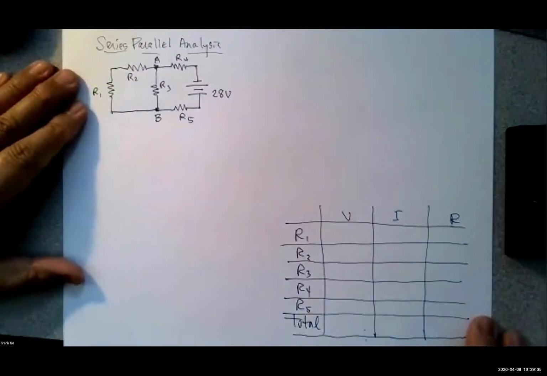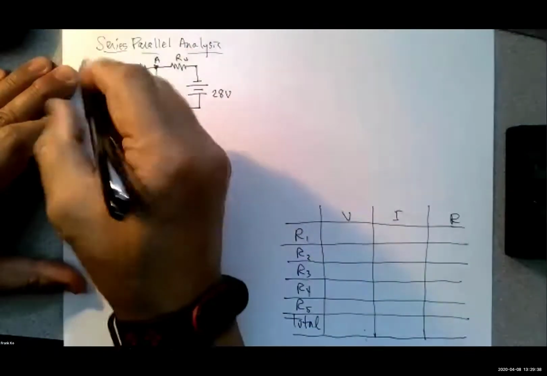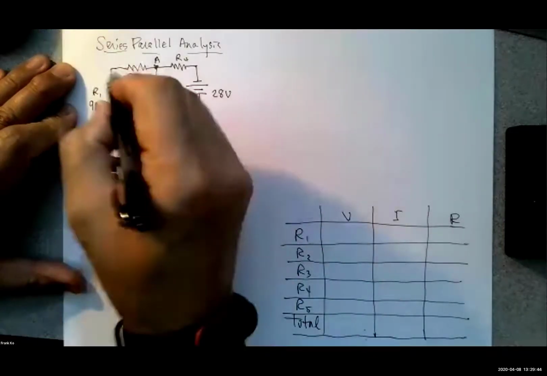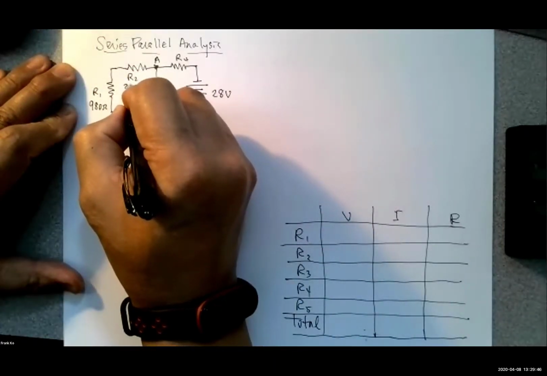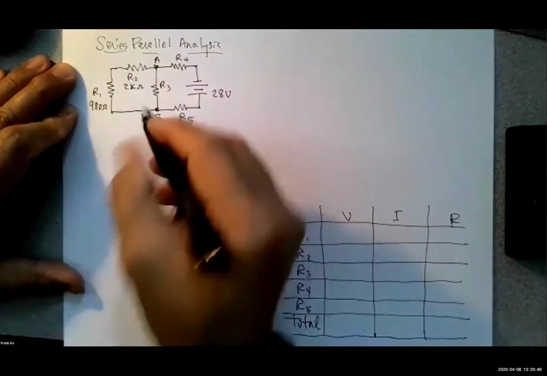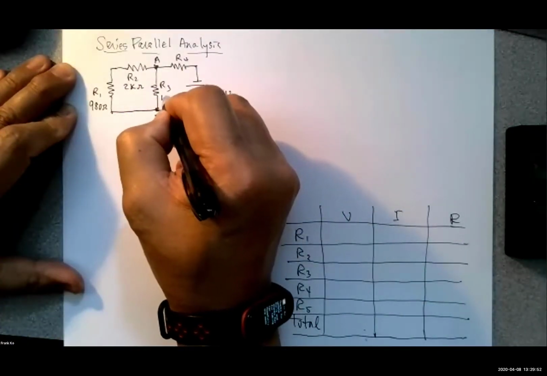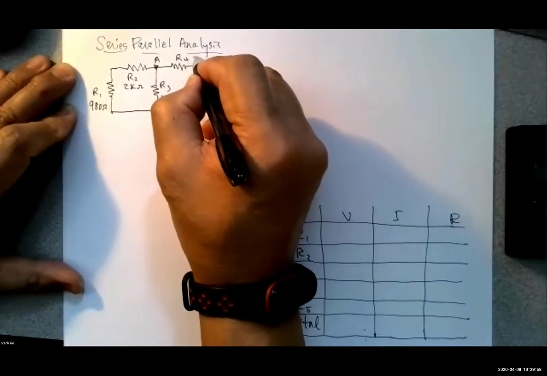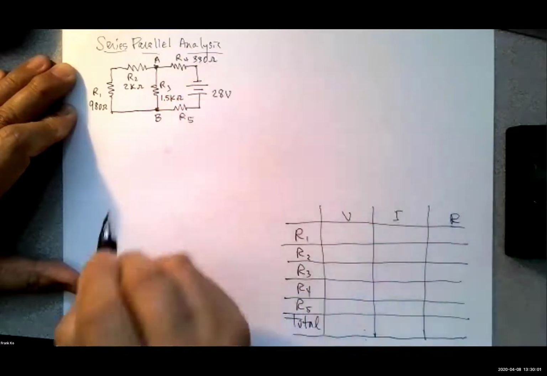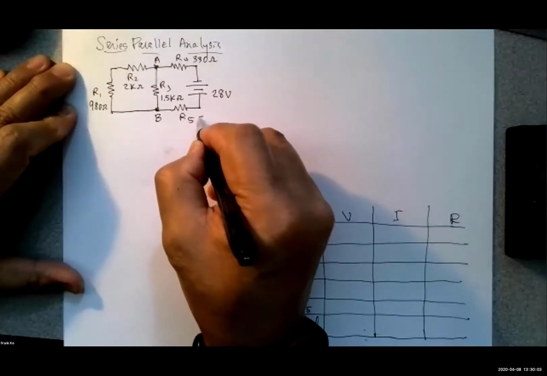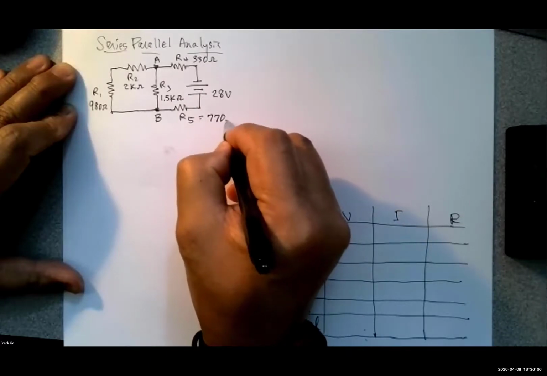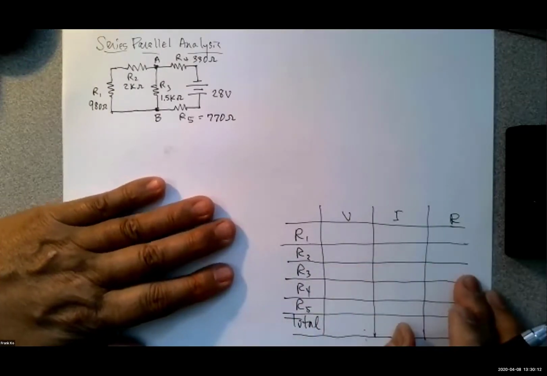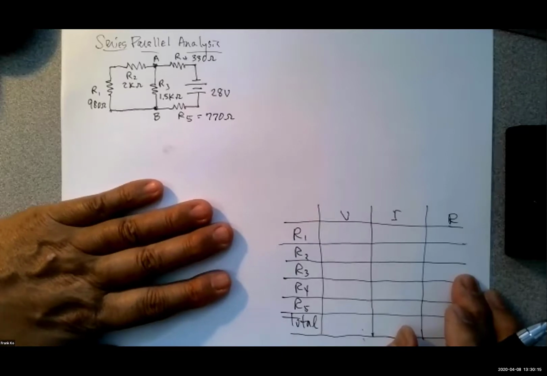All right, let me give you some resistor values. Let's go ahead and make R1 980 ohms. Let's go ahead and make R2 2 kilo ohms. Let's make R3 1.5 K ohms. Let's go ahead and make R4 330 ohms. Let's go ahead and make R5 equal to 770 ohms. So with that, we should have enough information to be able to put onto our document.